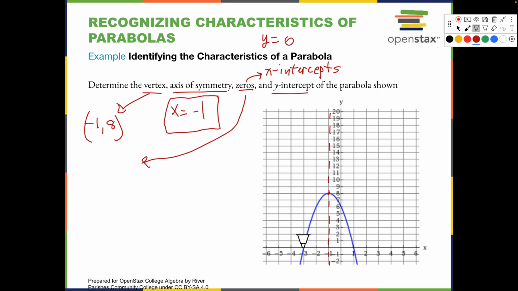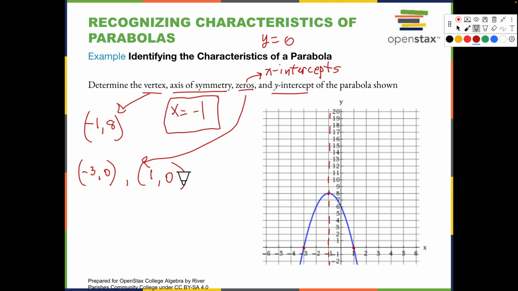The zeros are points where the parabola crosses the x-axis. So those are generally ordered pairs. They're the place where x has a value, but y is always 0. Okay, so one of the points we can see there is -3, 0. So the y-coordinate is 0. And the other one would be +1, 0. Okay, so those are two zeros or two x-intercepts.